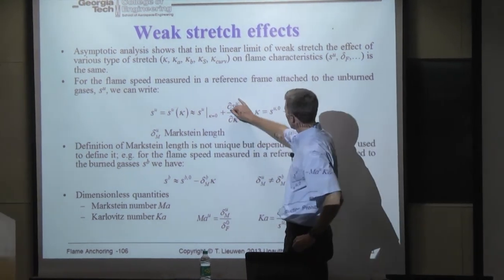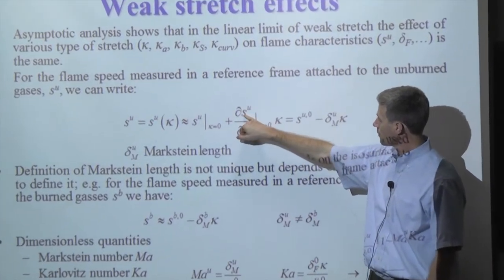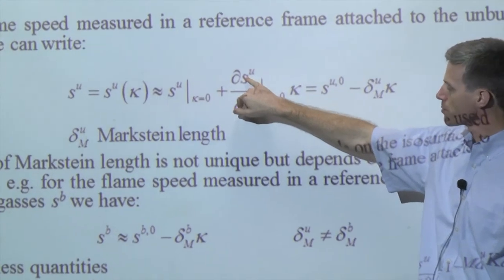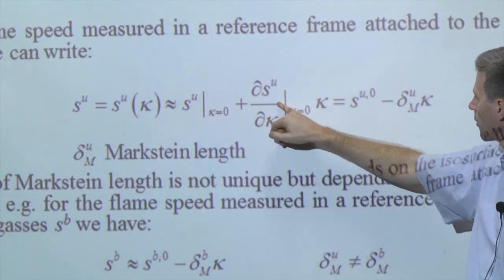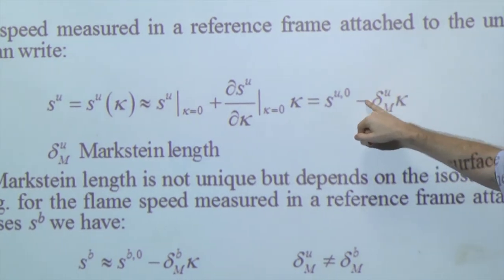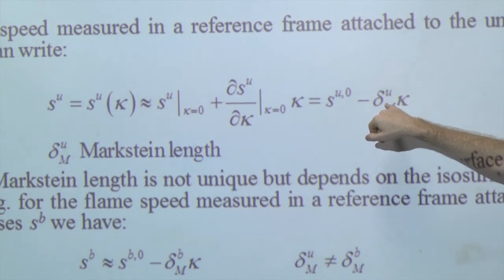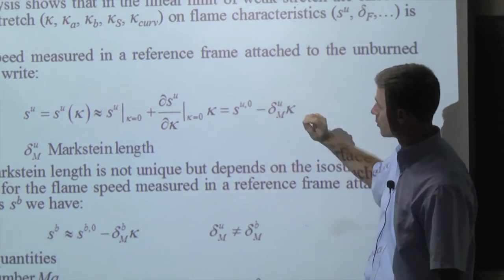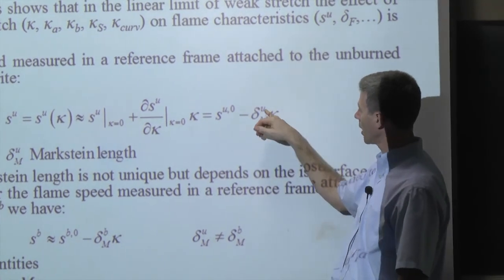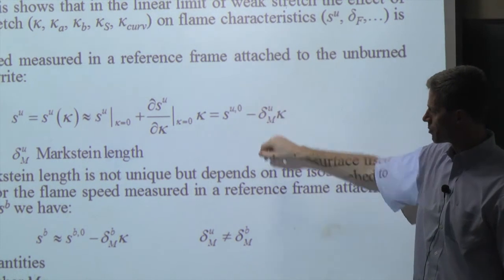We call this thing the Markstein length, and notice it has units of length. This is meters per second, this is 1 over second, so it has units of meters. It is called the Markstein length, and I'm calling it delta sub M. And just to be clear that it's the Markstein length defined with respect to the flame speed of the unburned gases, I'm giving it a superscript U.